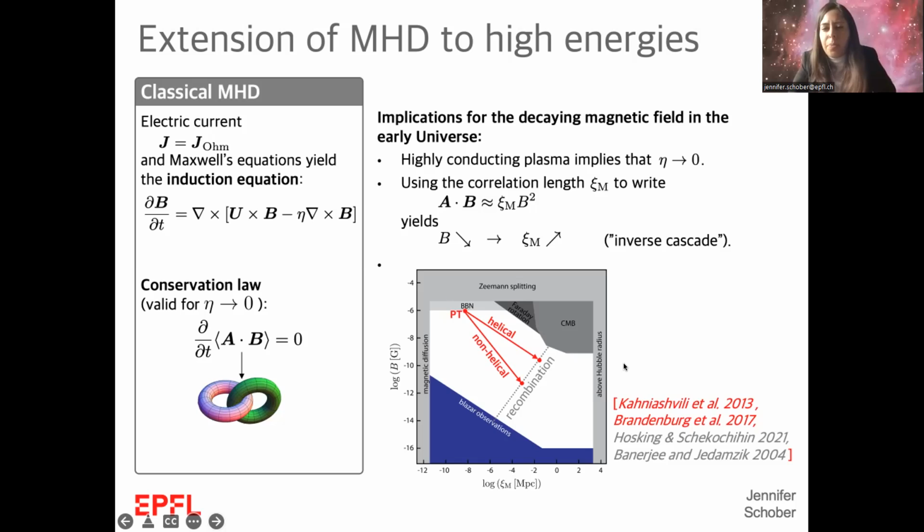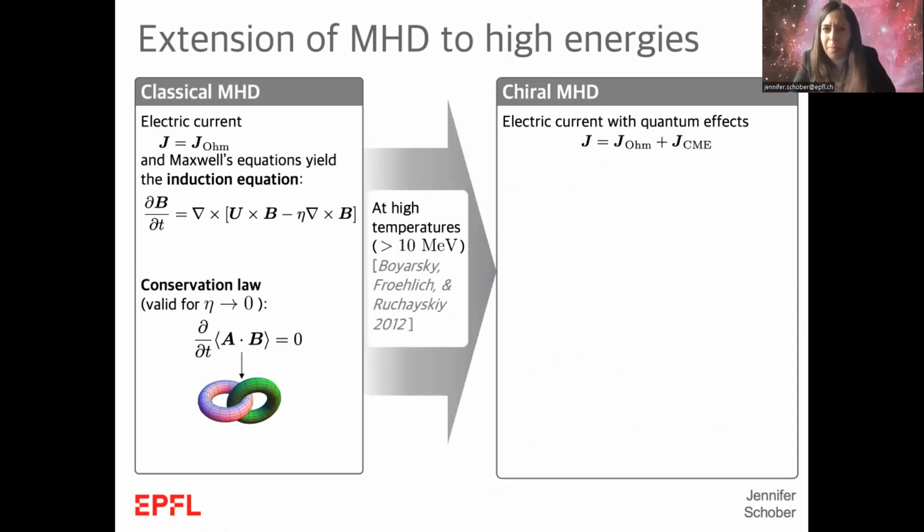Yes, so this is the picture using classical MHD. But in fact, the energies in the early universe were extremely high, if you go back to a second after the Big Bang. And these high energies allow for quantum effects to contribute to electric currents. So if we go to these very high energies, the electric current in the system is not only the ohmic current, but there are some quantum effects that lead to additional electric currents.